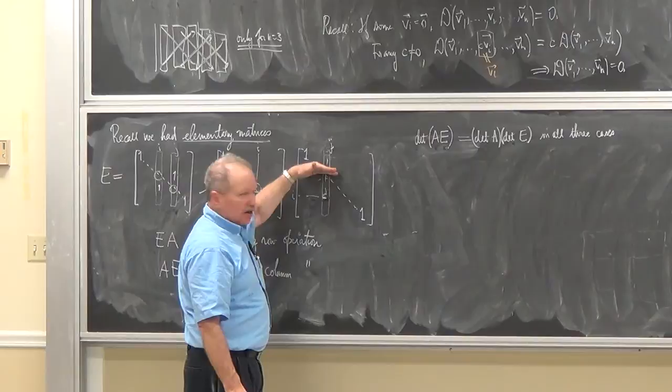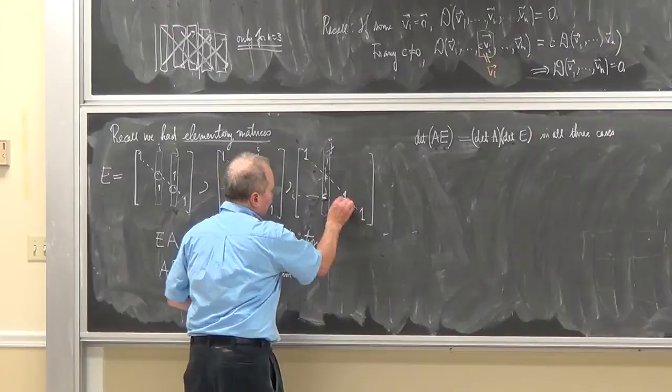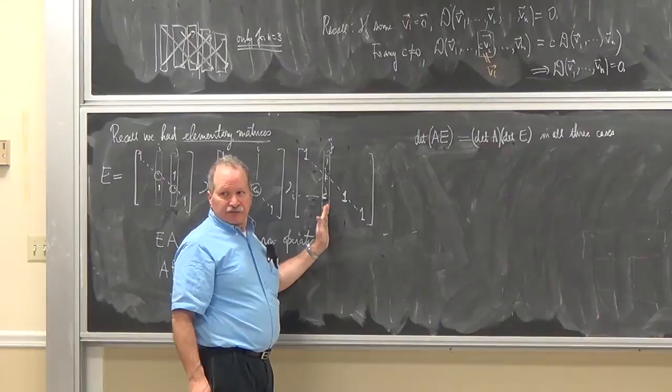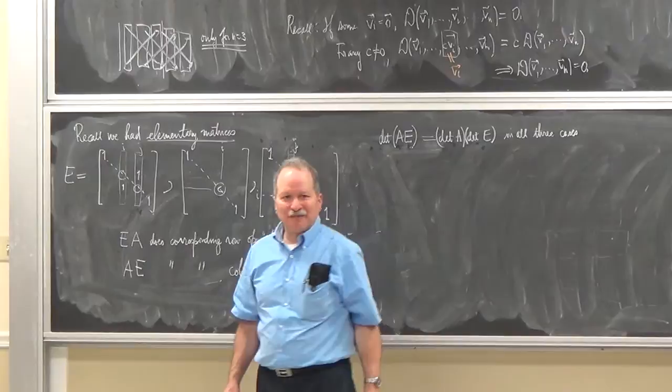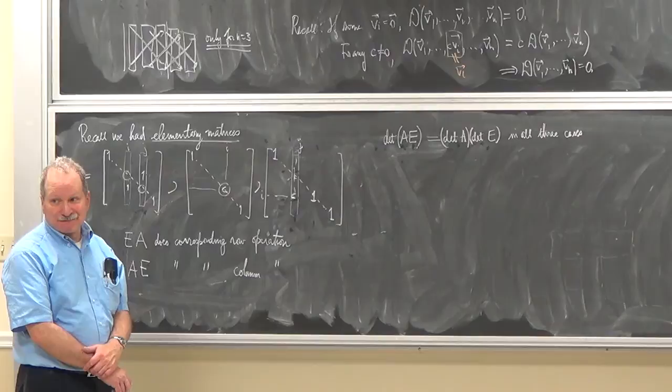The determinant of this is 1, because you can add a multiple of this to kill off the C here, and then you'll have the identity. So this holds. For every elementary matrix, multiplying by the elementary matrix and transforming A just multiplies the determinant as if there were a product rule. Because E is typically a composition of several elementary matrices, if we wanted to be rigorous, we'd get a sort of inductive argument.